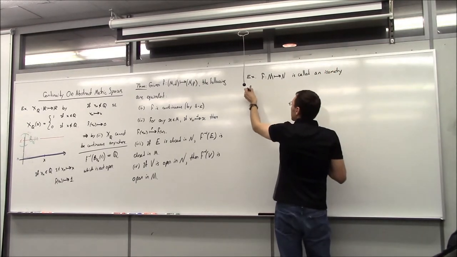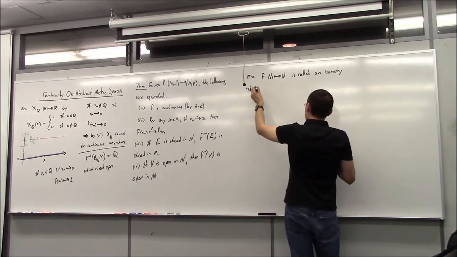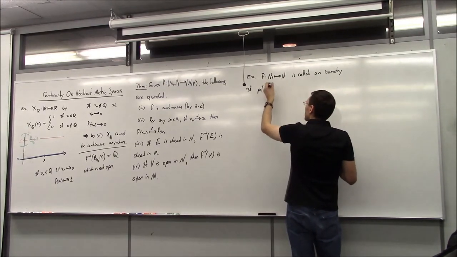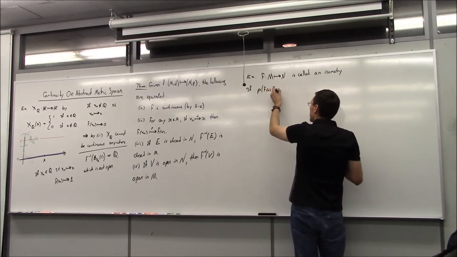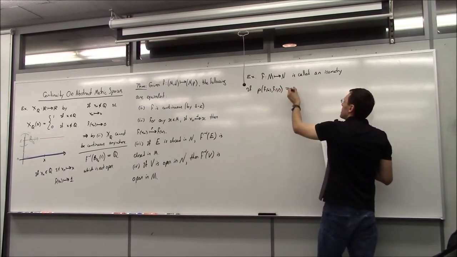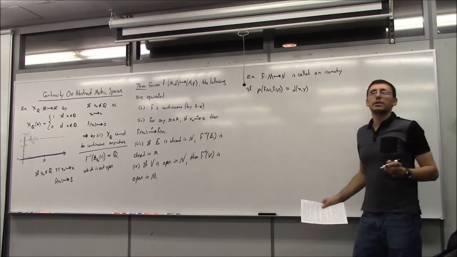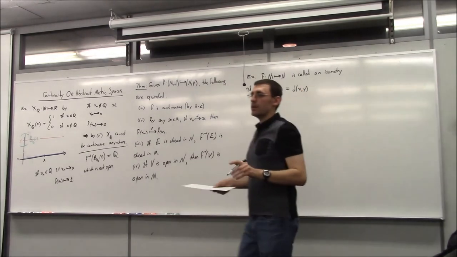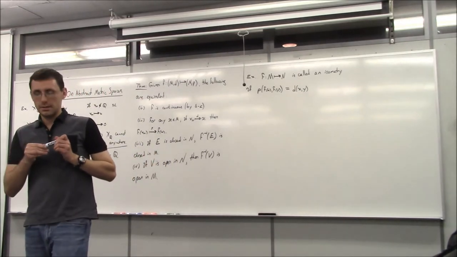If the distance in N of the images of two points, f of x and f of y, is the same as what it used to be originally, the distance from x to y, right? So an isometry is a type of function that preserves distances.